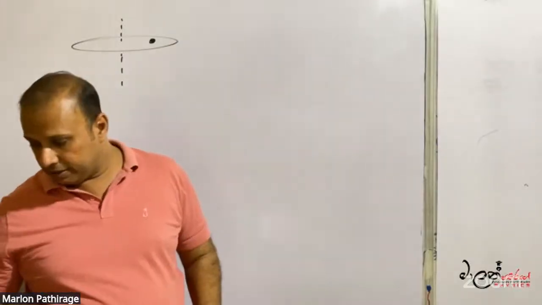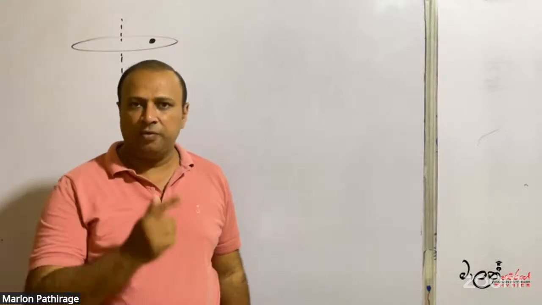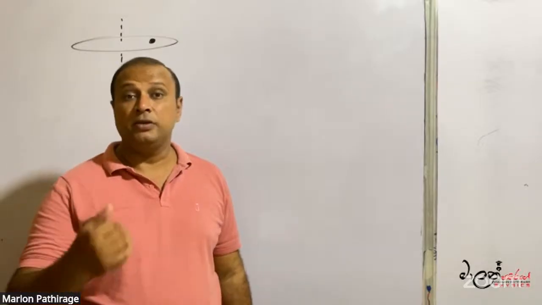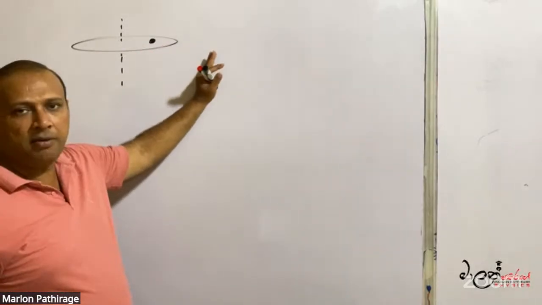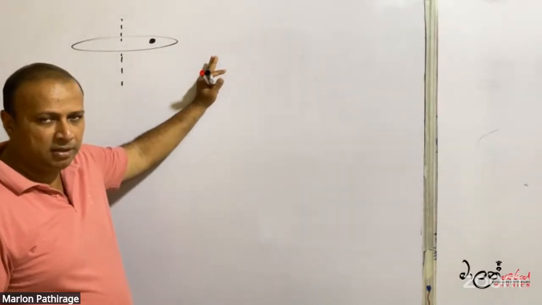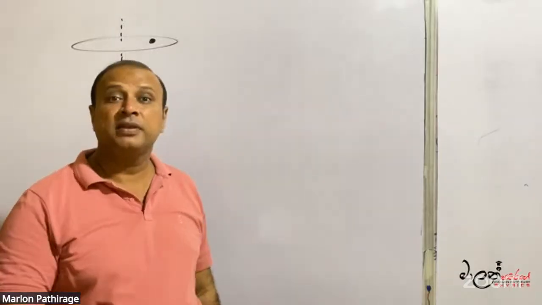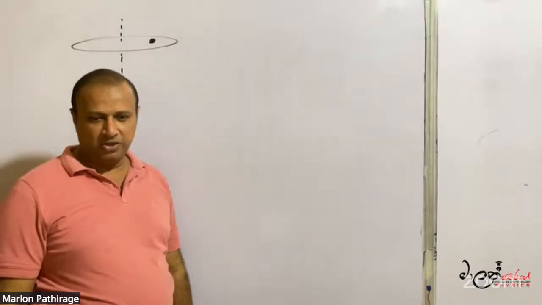Now, according to the question, this ball starts to slip when the angular speed is equal to omega. And you are asked, if the distance from the center is doubled, then what will be the angular speed at which this object starts to slip?